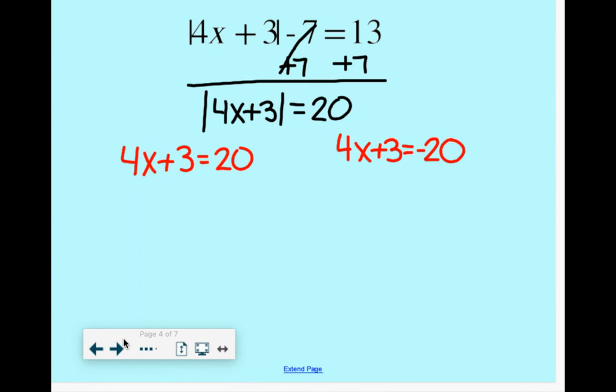And this is the part where everybody groans a little bit because guess what? I just made you take one equation and turn it into two. But they both have 4x plus 3. So to save us a little time, what we're going to do first on the left is subtract the 3 from both sides.